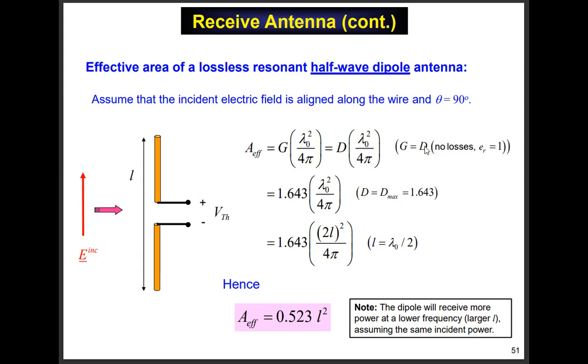Now gain is efficiency times directivity, but I'm assuming there's no loss, so gain is equal to directivity. That's probably good enough for a wire antenna. I'm not going to worry about loss in a wire antenna. The efficiency might be 0.99 or something like that, but I'm not going to worry about it. Now remember, the directivity in the optimum direction, 90 degrees, is 1.643.